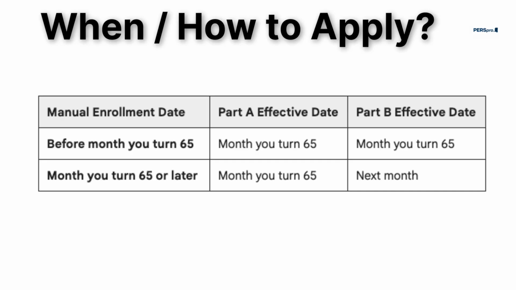initial enrollment period. However, if you want your Part B coverage to start on the first day of your birth month, you must sign up during those first 3 months before you turn 65. Otherwise, your Part B coverage will take effect the month after enrollment.